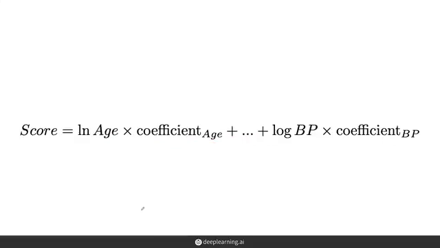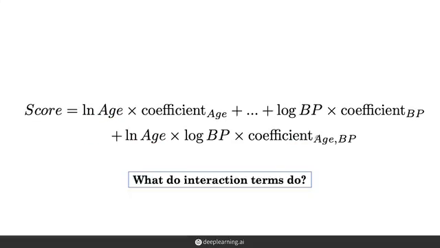Now, the risk equation doesn't need to be linear in the features themselves. They can be linear in the natural log or in log base 10 of the features, like we saw in the MELD score. Finally, risk equations can also include interaction terms like we saw in the ASCVD risk example, where we might have two features that are multiplied with each other and then further multiplied by a coefficient that is associated with the product. Let's take a deeper dive into understanding what these interaction terms do.